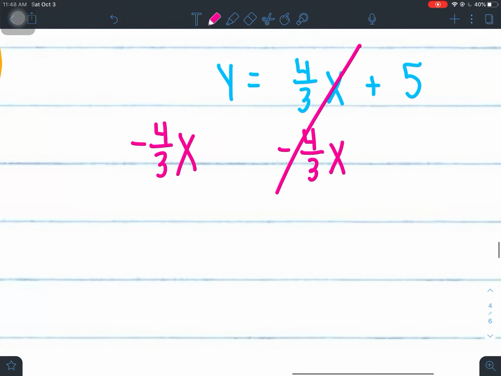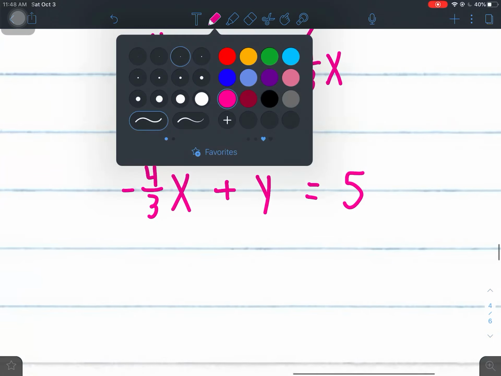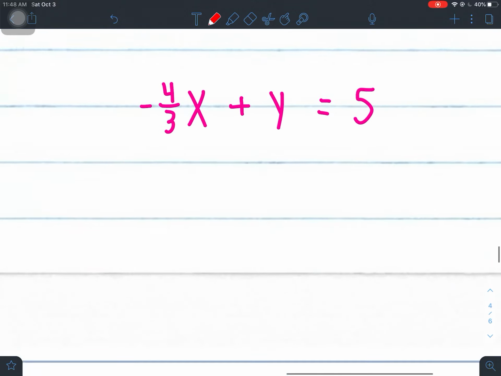Okay, so that's going to cancel. So then I have negative 4/3 x. Now what is this y? Is it positive or negative? That's a positive y, and then equals positive 5. Is this in standard form? No, there's actually 2 things wrong with this. The first thing is a is negative, and it can't be negative. And then the second thing is that we have a fraction present, and we're not allowed to have that present.